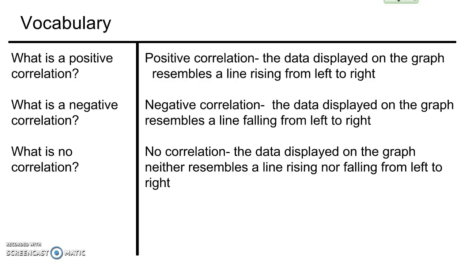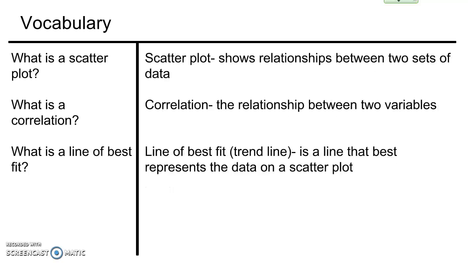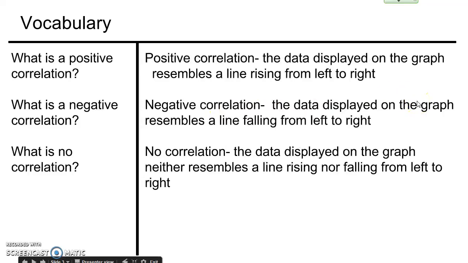All right, three more terms. Told you there's a lot of vocabulary in this unit. There's three different types of correlation. So we define correlation back here. Remember, that means the relationship between two variables. So three different types of correlations. First, what is a positive correlation?